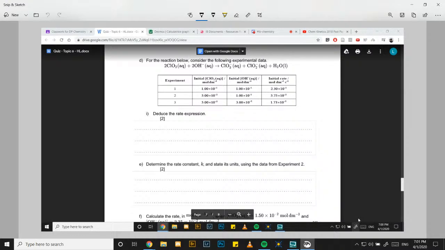So determine the rate constant. The way I would do that is I can look at our equation again. So our K times ClO2 squared and OH minus, and now what I can do is plug in. So I'm going to look at experiment 1. I'm going to plug in the initial rate over here.